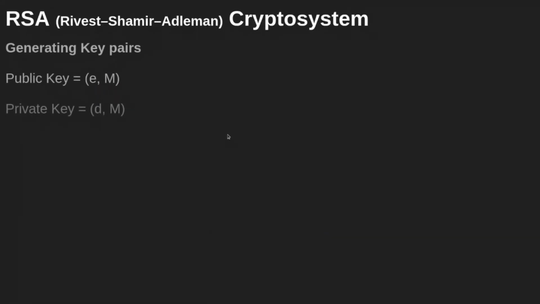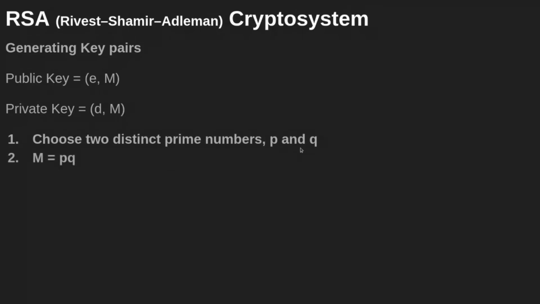So let's just call the public key the two numbers E and M, and the private key the two numbers D and M. M is just the modulo, this is what we take the modulo of. The first thing you do is choose two distinct prime numbers, P and Q. And M, the thing that we use for the modulo, is just equal to P multiplied by Q.